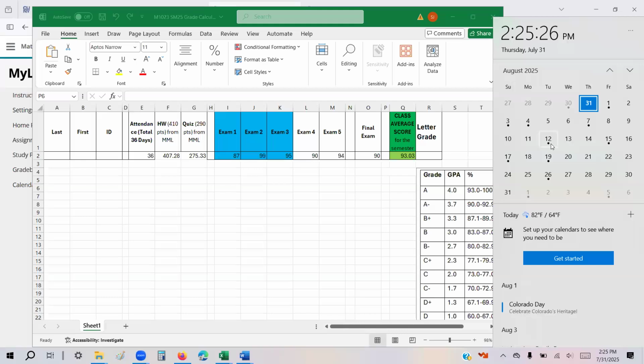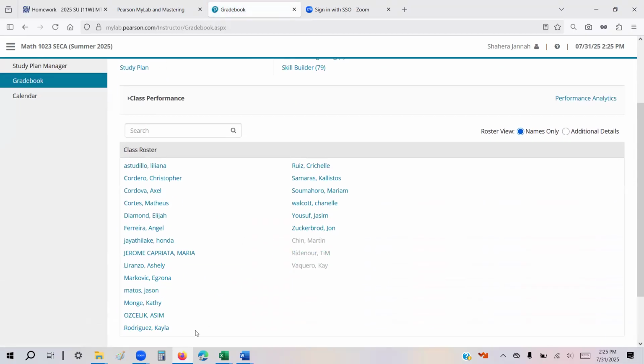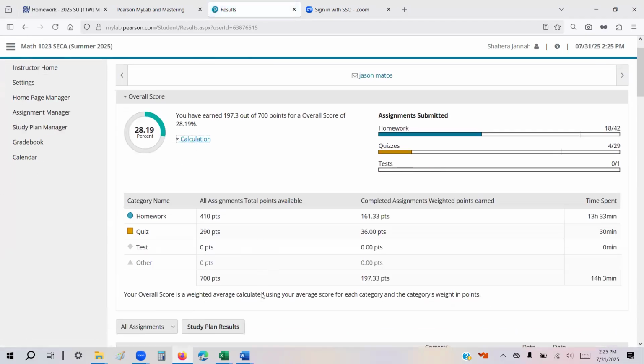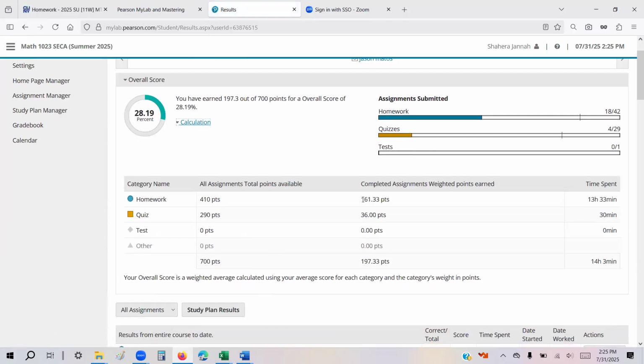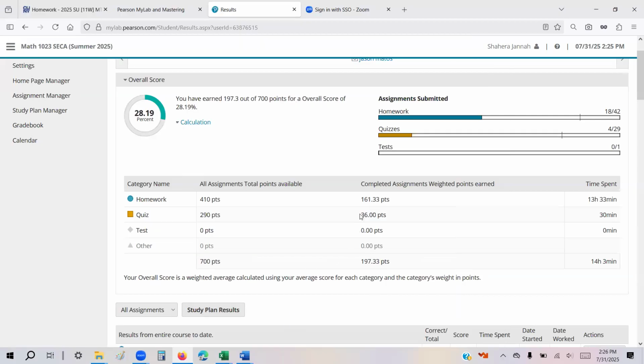Okay. Now, who doesn't have any good score on MyMathLab and wants to see how much you need? Justin? Yep. You sure? Okay. So, how important is MyMathLab, Justin? 28, okay, out of 100. So currently you have 161. Let me take that. And then 36.